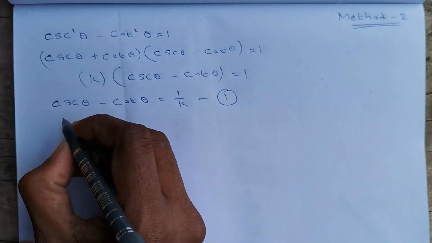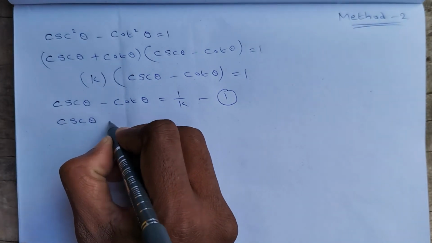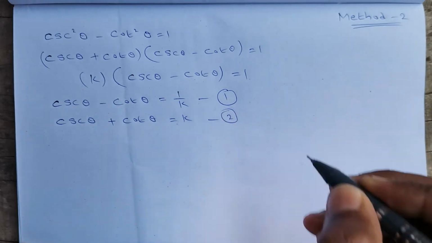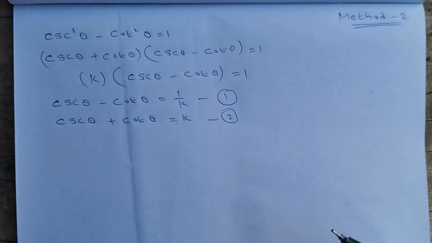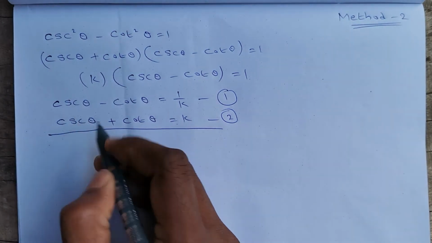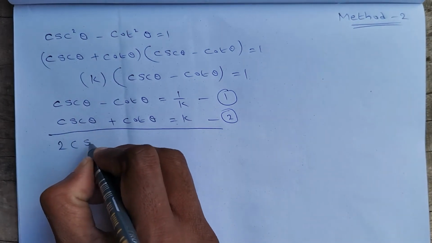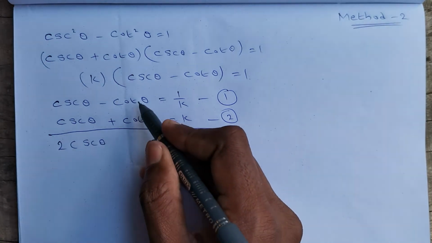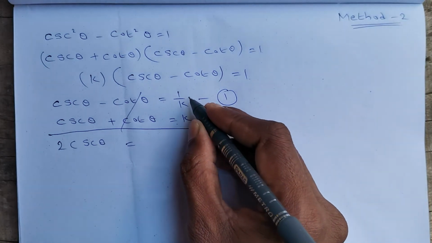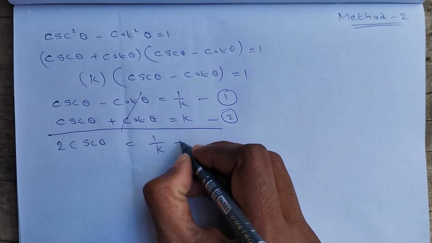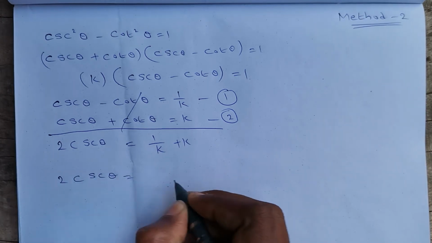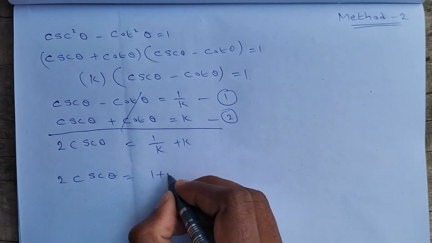Next, the given question: cosecant theta plus cot theta is equal to k. This is equation number 2. Now I am going to do addition of these two equations. Cosecant theta plus cosecant theta, 2 times cosecant theta; minus cot theta plus cot theta, both will get cancelled, which is equal to 1 by k plus k. So 2 cosecant theta, LHS as it is, is equal to (1 plus k into k, k square) divided by k.